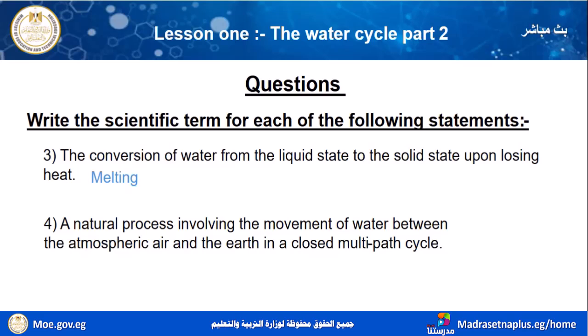Number four, a natural process involving the movement of water between the atmospheric air and the Earth in a closed multi-phase cycle. Water cycle. That's right. The water cycle is a natural process involving the movement of water between the atmospheric air and the Earth in a closed multi-phase cycle.